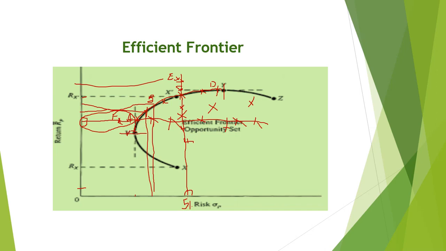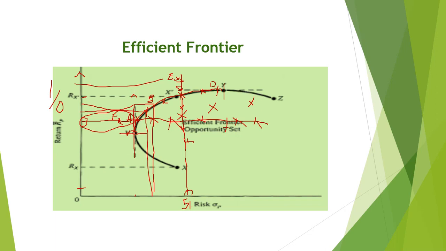The last point is V over here. This is the global minimum variance point, where if you draw a tangent, the tangent line is parallel to the y-axis. That means it has a slope of 1 by 0, which is infinity. So this is the point where the tangent line is parallel to the y-axis.